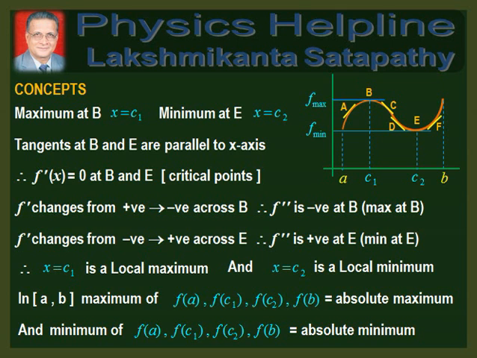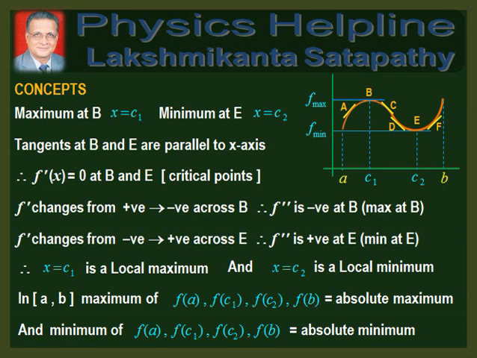Therefore, change in the value of f dash x is negative, which implies that d by dx of f dash x is negative or f double dash x is negative at x is equal to c1. Hence, we conclude that we get a maximum at x is equal to c1 if f dash c1 is equal to 0 and f double dash c1 is less than 0.